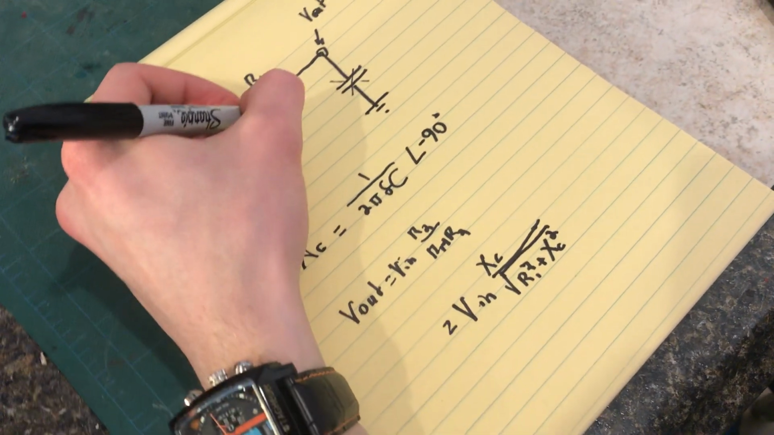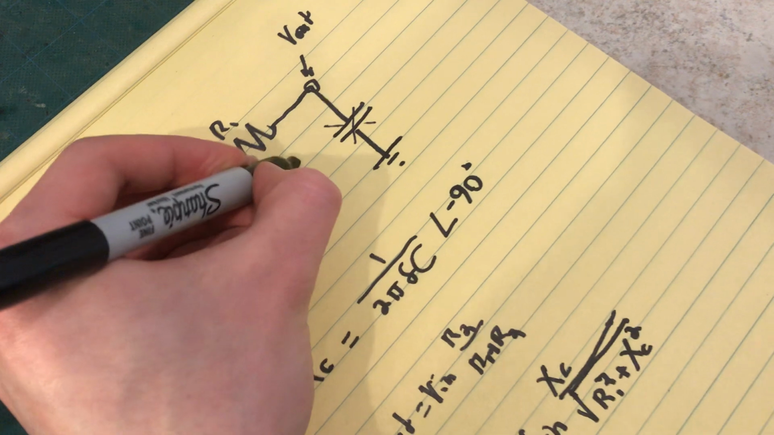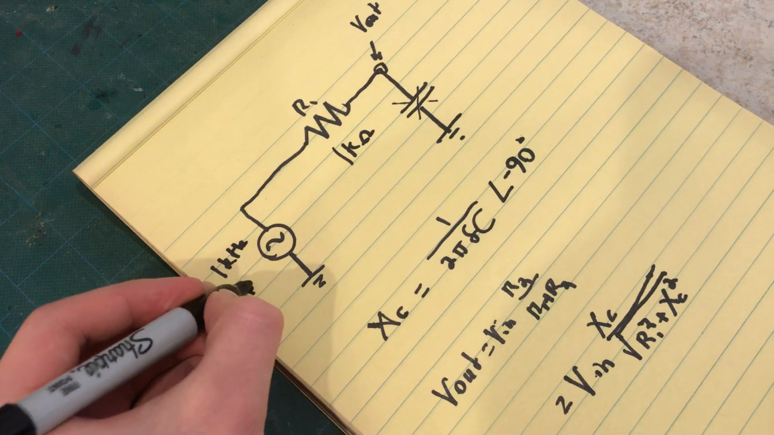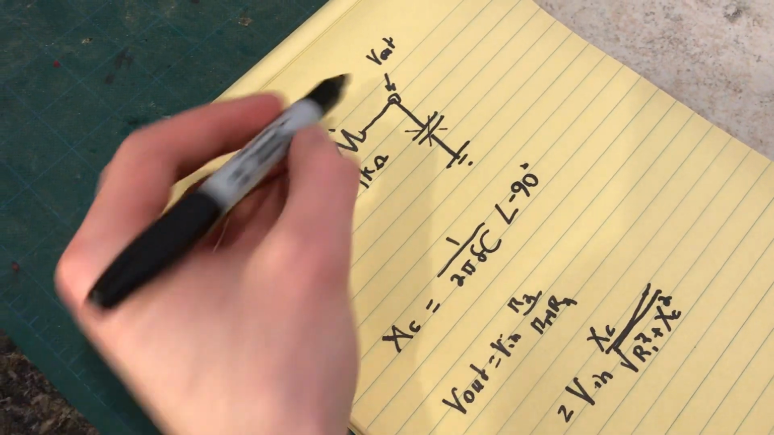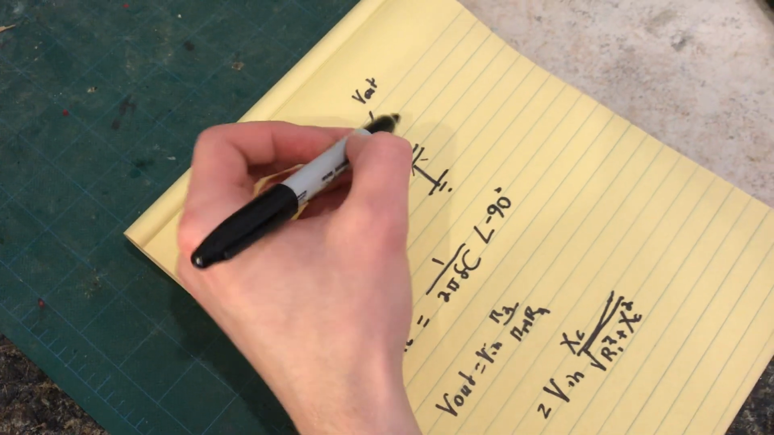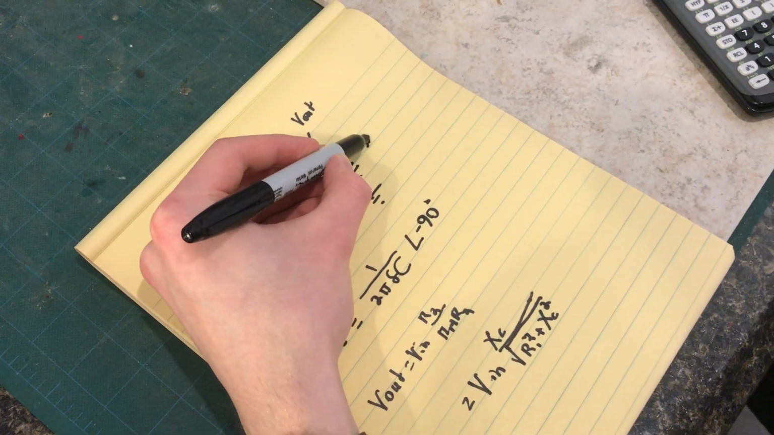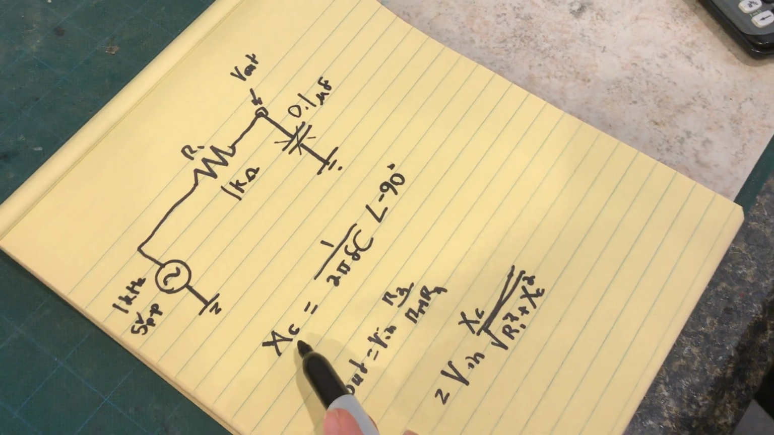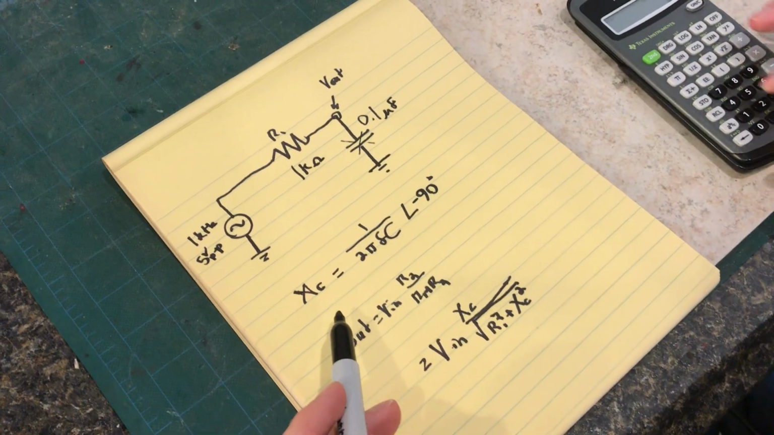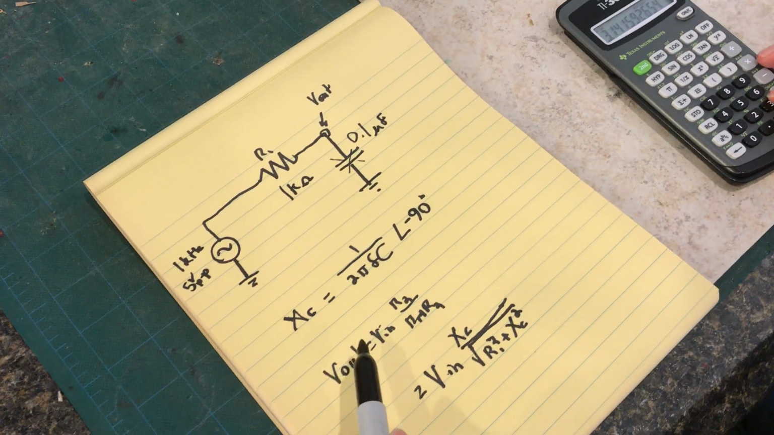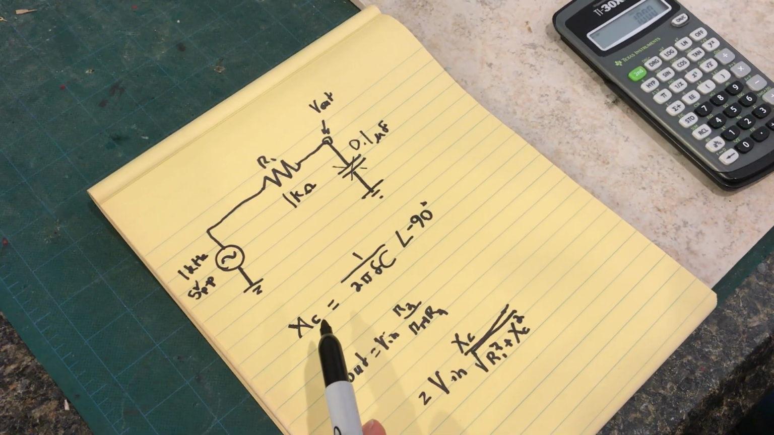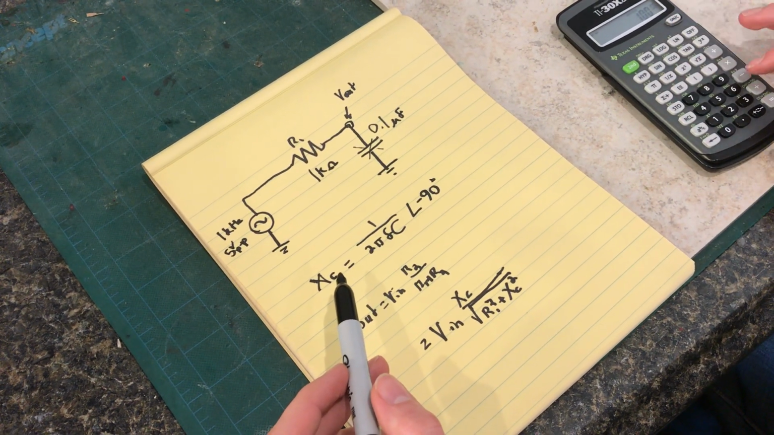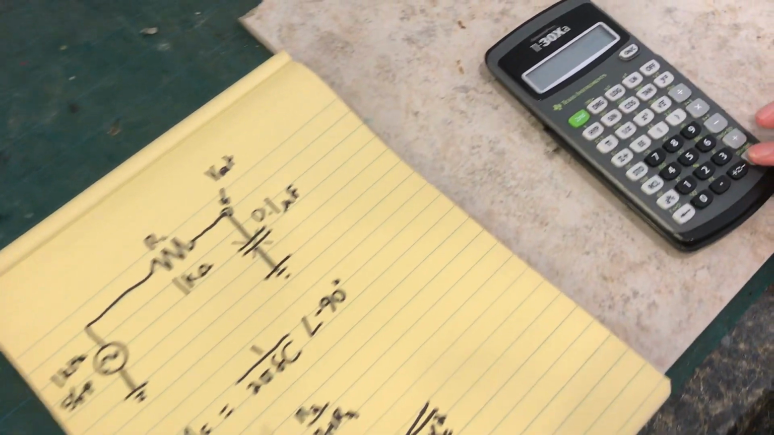Let's throw some numbers in here. Let's say this is 1 kilo ohm. This is 1 kilohertz at 5 volts peak to peak, we'll say 5 volts. And our capacitor is a 0.1 microfarad. So our X of C, if we want to calculate that, should be 1 over 2 pi times 1 kilohertz times 100 nanofarads.